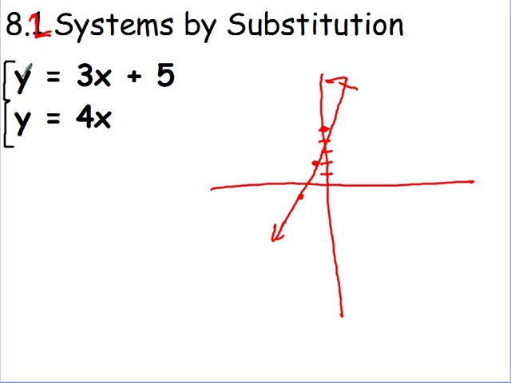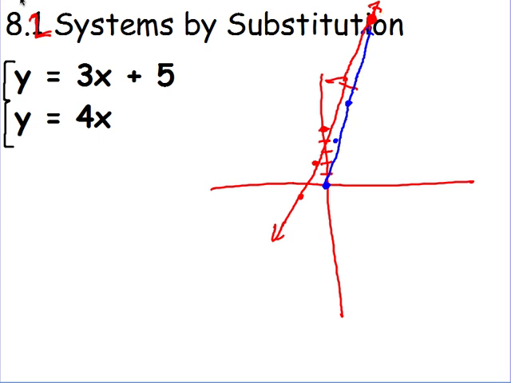And then I would also graph y equals 4x. That's at 0, 1, 2, 3, 4 over 1, 1, 2, 3, 4. And it's going to look like this. Now, these are eventually going to cross. And it looks like if I extend them, they'll cross somewhere up here. Okay, so my solution to that system would be right there. Now, that's how we solve systems, by graphing.